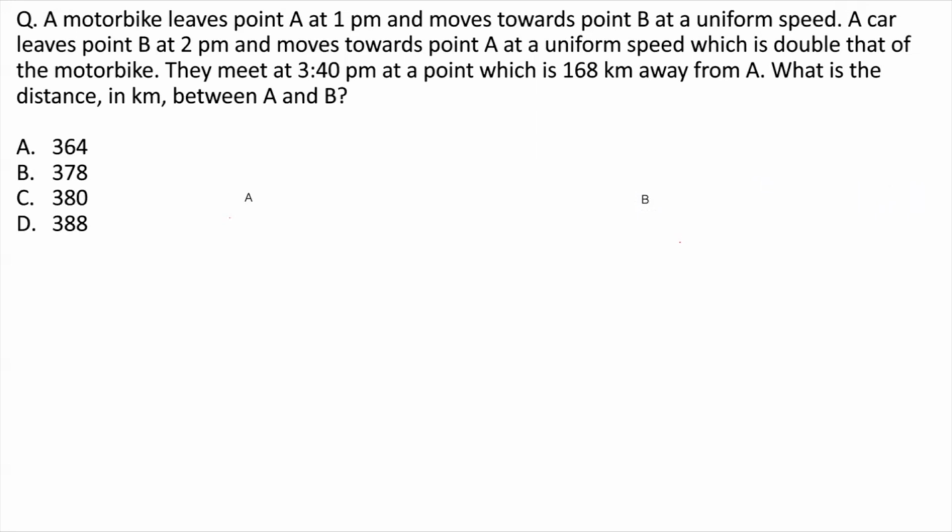Beautiful question. It's easy though. And let's exactly understand how we deal with this. So there is a motorbike that leaves point A at 1 p.m. And it is moving towards B at a uniform speed.